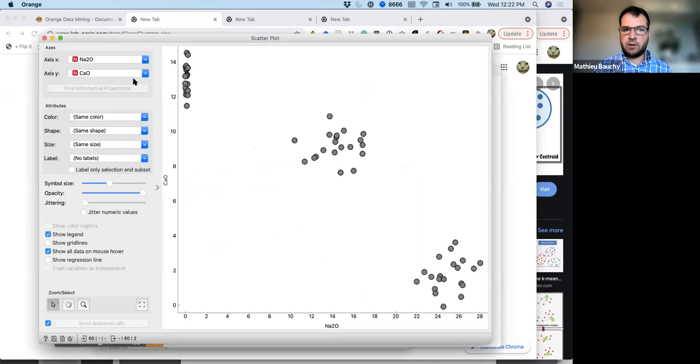For example, if I plot the sodium on the x-axis and the calcium on the y-axis, it looks like there are 3 groups of data points. Some of them have a lot of sodium and very little calcium. Some of them have a lot of calcium and very little sodium. And some of them have a mixture of sodium and calcium. So it looks like there's going to be 3 groups of glasses here.